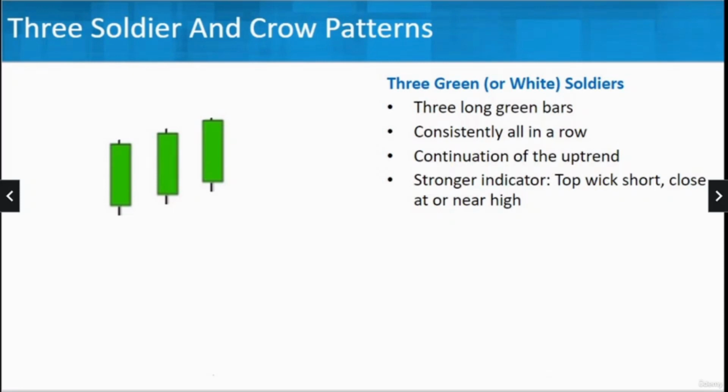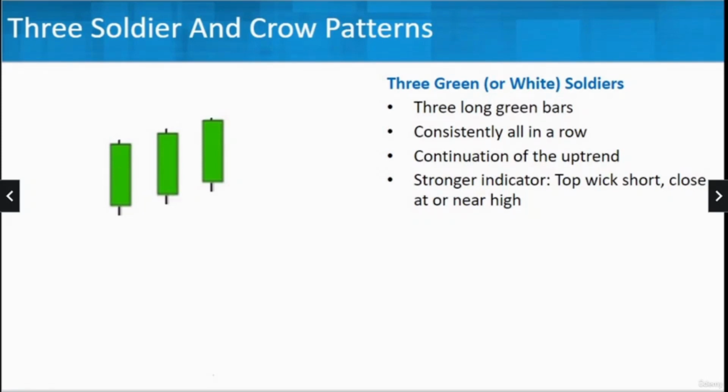You've got three long green bars, and they're all consistently in a row, kind of lined up like little soldiers, right? They're lined up like if you have plastic soldiers or something, all lined up in a row. And it's really showing the continuation of an uptrend. What you're looking for is that they're longer green bars, and that the consistency part, they're very orderly. It looks like they're marching in formation, so to speak, or at least marching upwards in formation. And that's a continuation of the uptrend. That's the indicator that you're looking at.